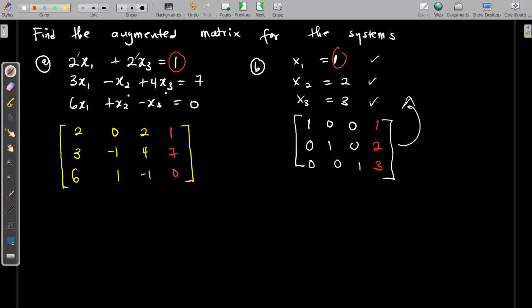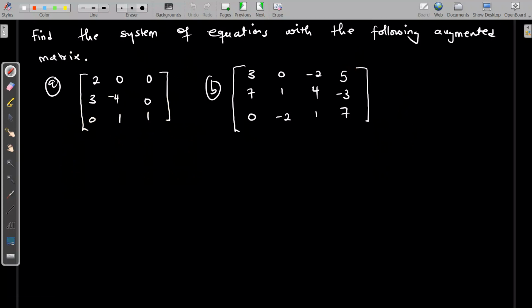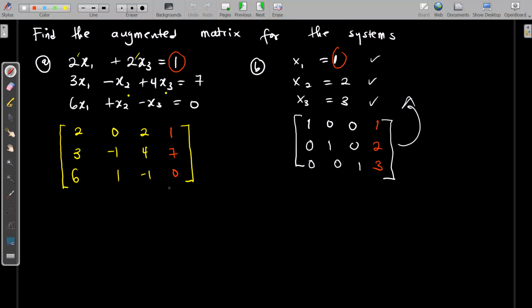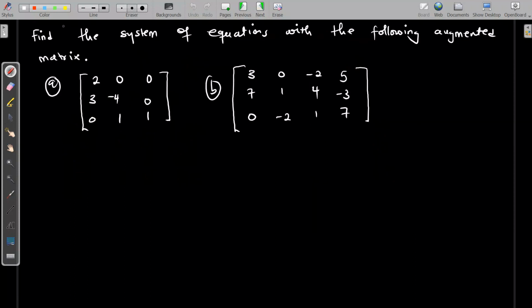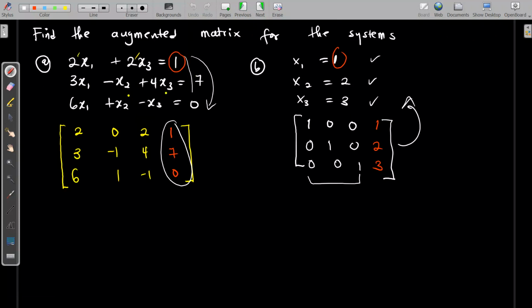All right, now let's look at finding the system of equations from a given augmented matrix. If you come back here, you realize that the last column is always the value at the end of each equation, and the columns before the last column are the coefficients of the variables. Here I have 3 equations and 2 columns before the last column. The last column holds the values on the right side of the equation.